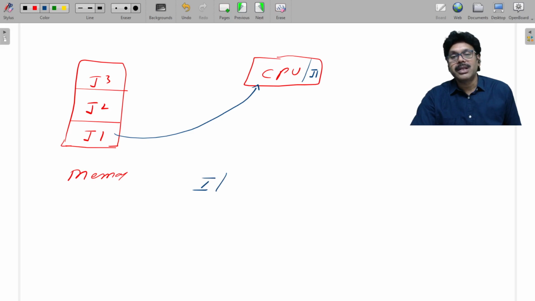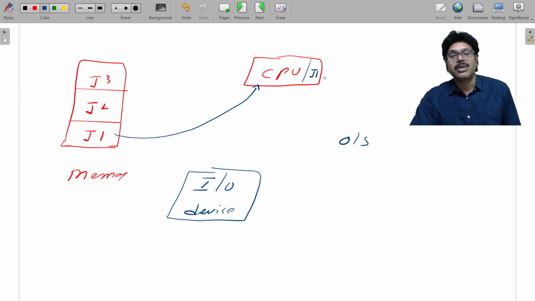If at all it needs any IO, input and output operations, then the operating system understands that you are throwing a system call that you want to access some IO device. Right now J1 is cleared from the CPU.